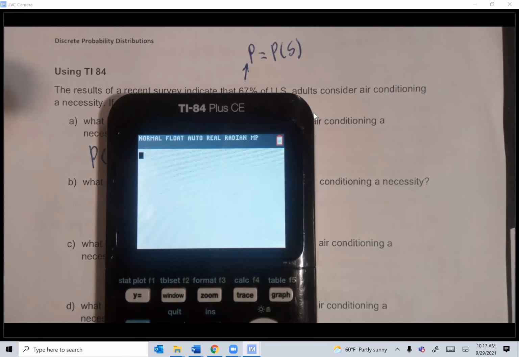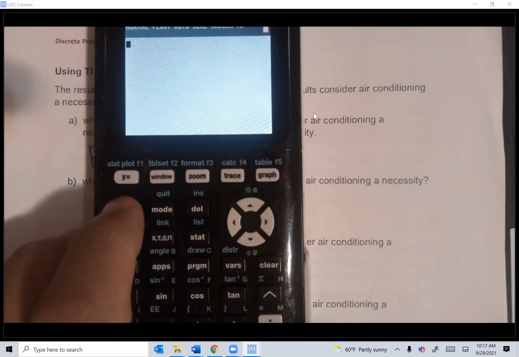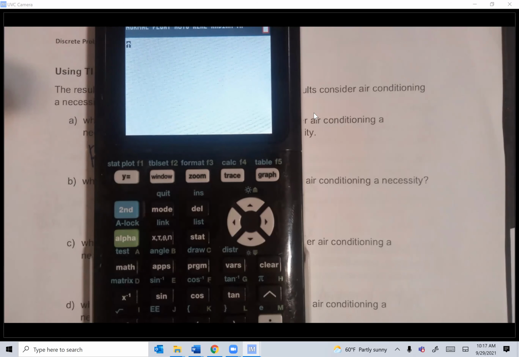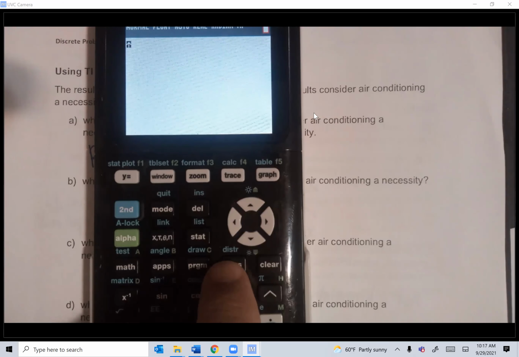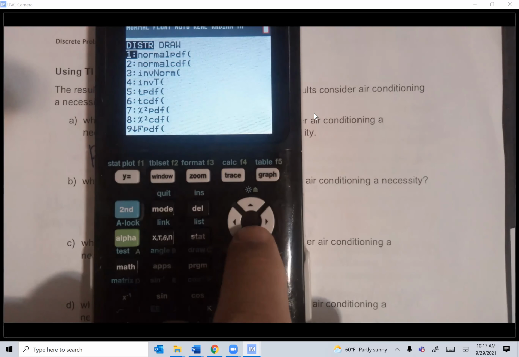You go to second. Let me show you the second, and then distribution right here. So second, to access the binomial function, you have to press the second key and variable. And then I would like you to scroll down. If you can do it with me while watching me doing this.